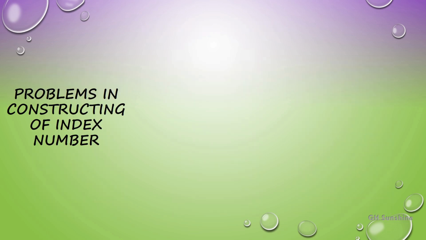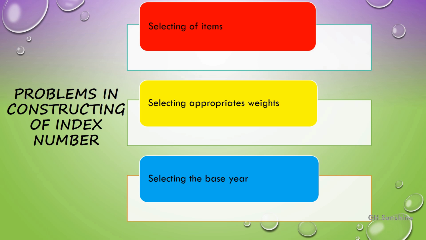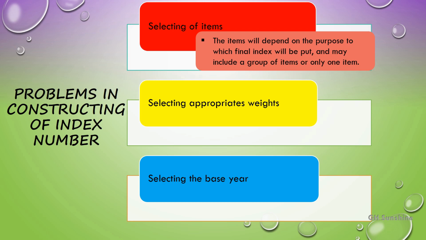But in constructing of index number, there are three problems that may be occurred. First one is selecting of items. Second, selecting appropriate weights. And last one, selecting the base year. First, look at selecting of items. These items will depend on the purpose to which final index will be put, and may include a group of items or only one item.